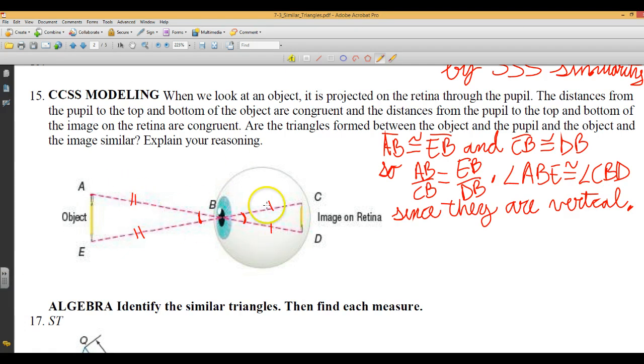Therefore, we can say that the two triangles are similar by side angle side similarity.